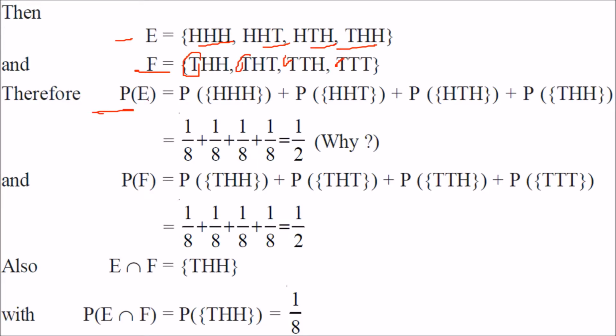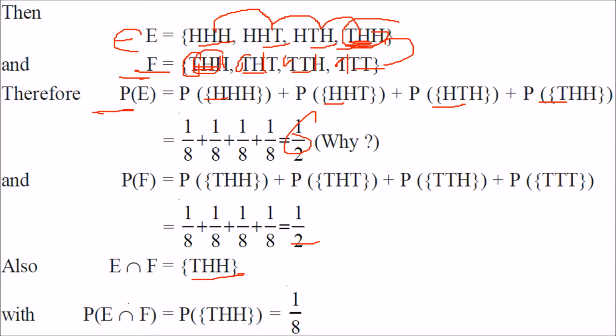Now what is the probability of E? Just add the probabilities of these outcomes: 1 by 8, 1 by 8, 1 by 8, 1 by 8, so it will be 4 by 8, that is half. What is the probability of F? Again 1 by 8 four times, that is half again. Now when we take the intersection of E and F, only THH is common. So E intersection F gives THH. And the probability of E intersection F is 1, total cases are 8, so 1 by 8. This is the probability of THH.